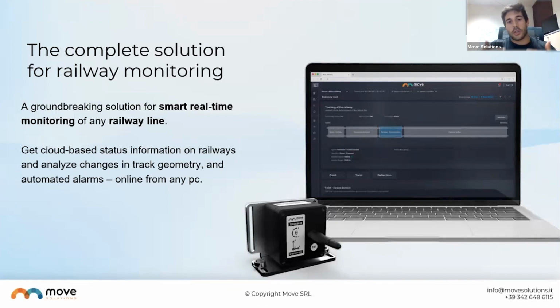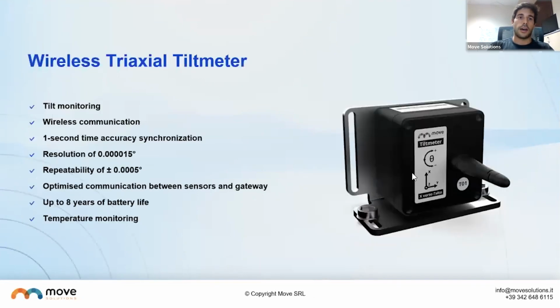So the first thing I want to show you is where the information comes from when it comes to railway monitoring. The sensor that we're talking about is basically the tilt meter. By the way, there has been an upgrade on a couple of features on the tilt meter that I want to talk to you about today. The tilt meter can basically detect angles.